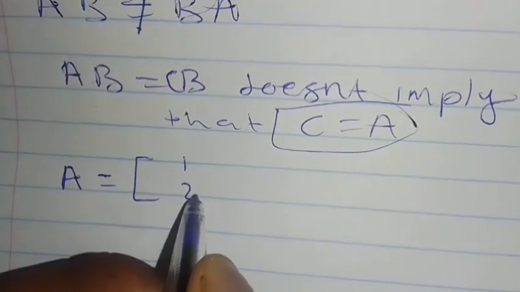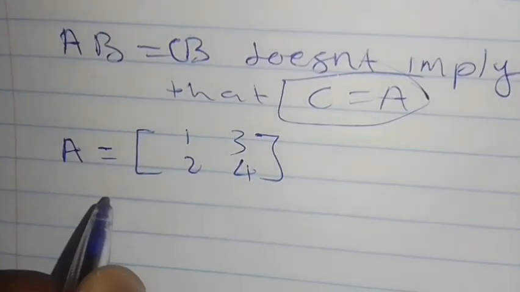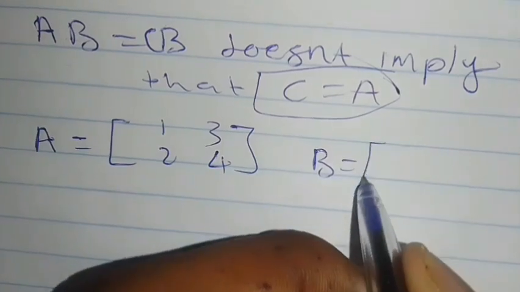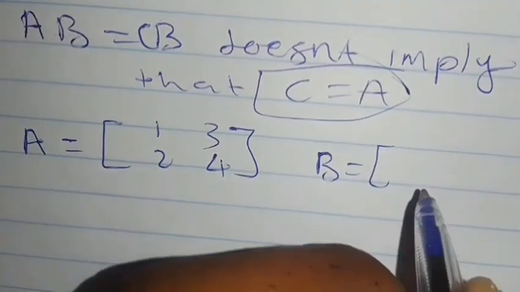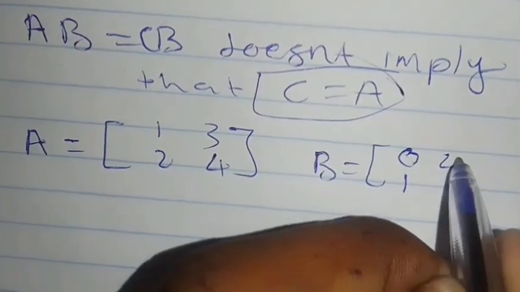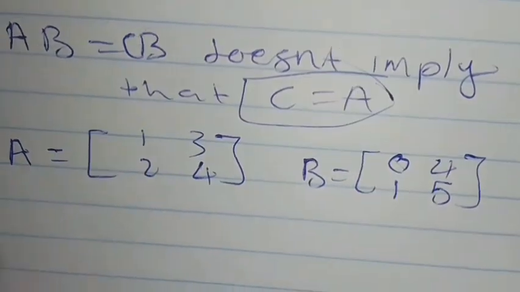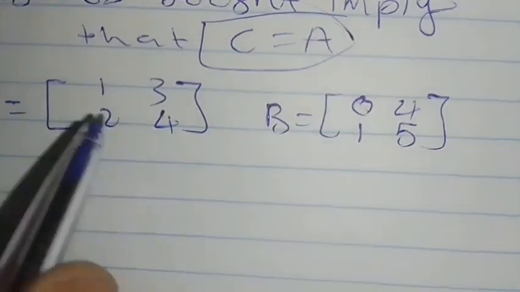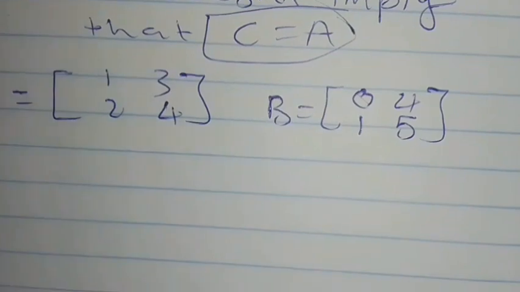So let's say we have matrix A as 1, 2, 3, 4, and then we have matrix B as 0, 1, 4, 5. You can basically play around with these numbers, or you can just write your own matrix and follow the steps that I'm about to do.